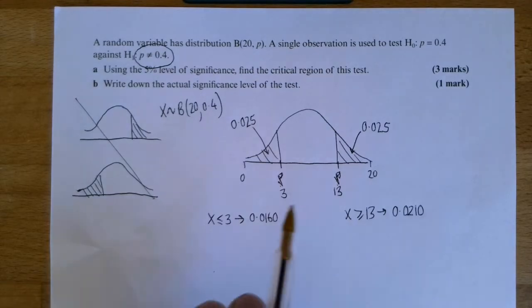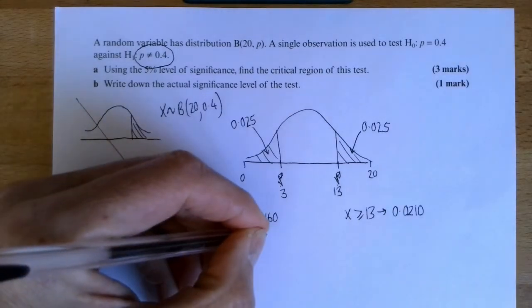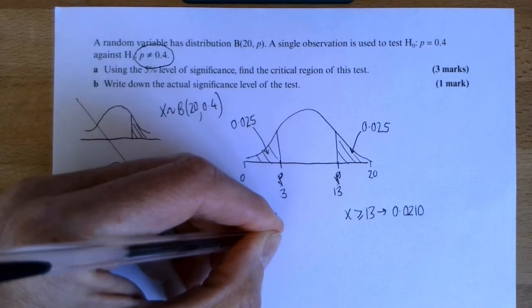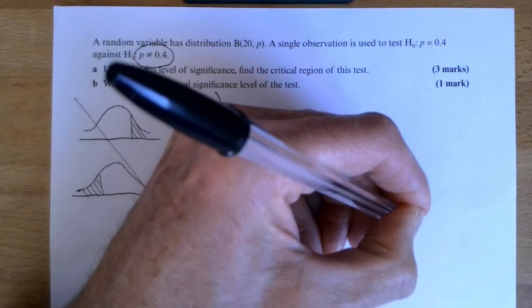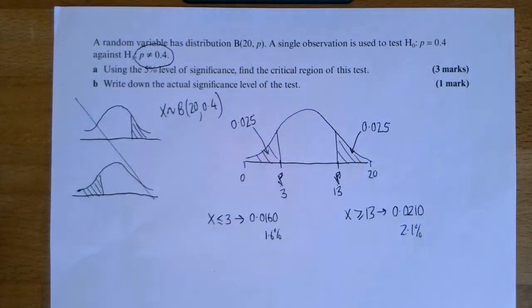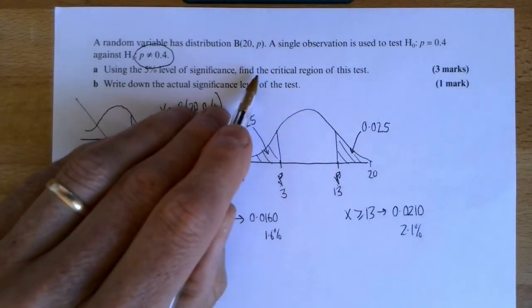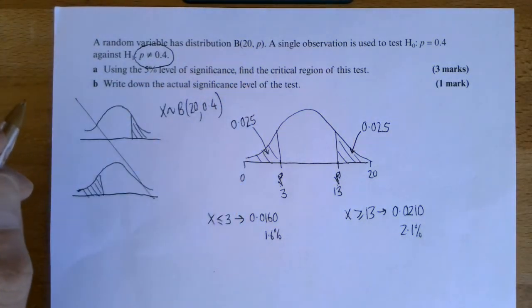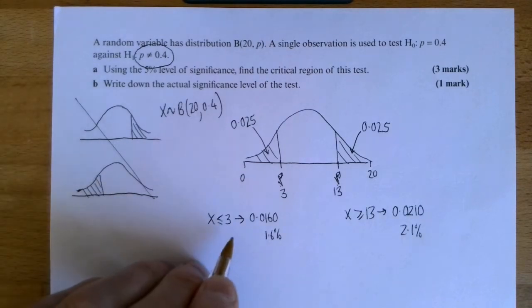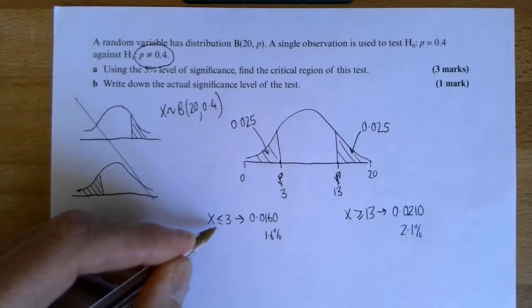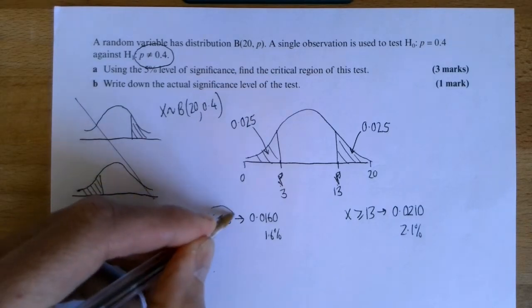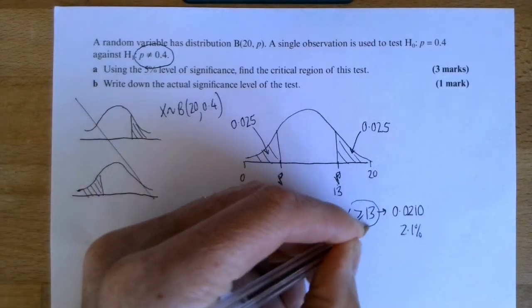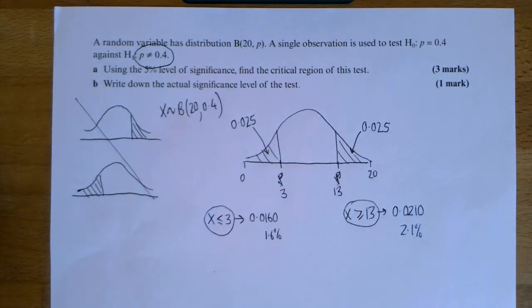And that as a percentage is 1.6%. And this as a percentage is 2.1%. So the critical region is, well, it's 2, isn't it? It's when x is less than or equal to 3, sorry, important that, isn't it? And when x is greater than or equal to 13.